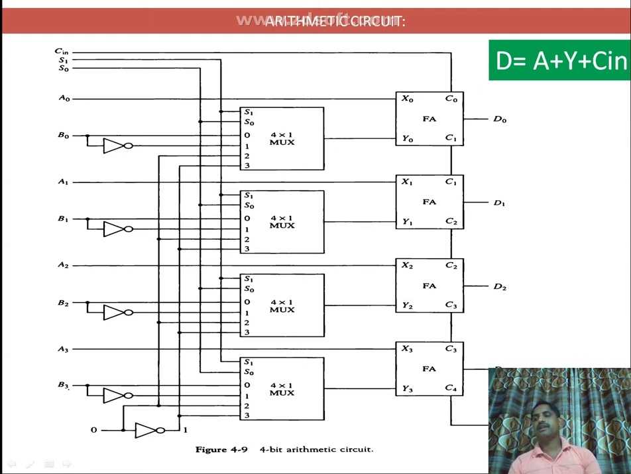Next one is the arithmetic circuit. The arithmetic circuit in micro operations can be implemented as one composite arithmetic circuit. The basic component of an arithmetic circuit is the parallel adder. By controlling the data input to the adder, it is possible to obtain different types of arithmetic operations. We can do addition operations, subtraction operations, and everything will be easier.